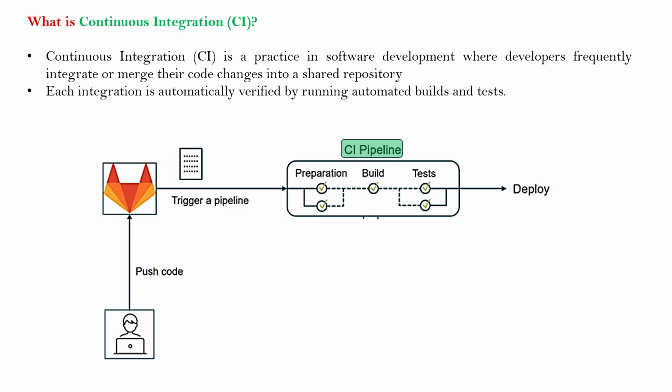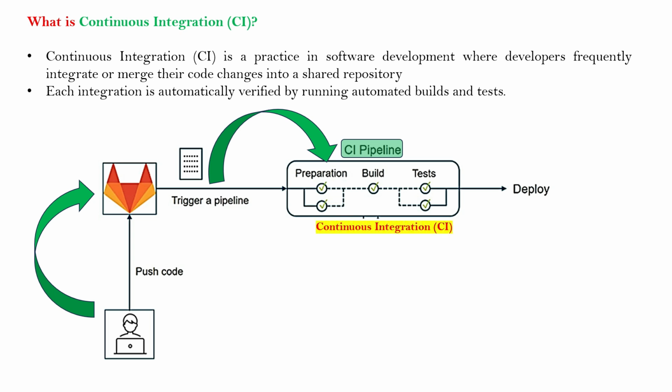So continuous integration is a practice in software development where developers frequently integrate or merge their code changes into a shared repository, and each integration is automatically verified by running automated builds and tests. So that means whenever a developer pushes the code into the central repository, then immediately when the code is checked in, a pipeline will be triggered, which is a CI pipeline. And what is the work of the pipeline? Preparation, build, and test.